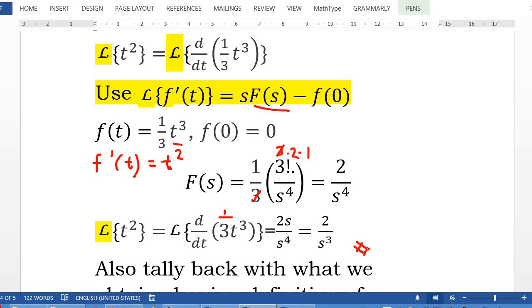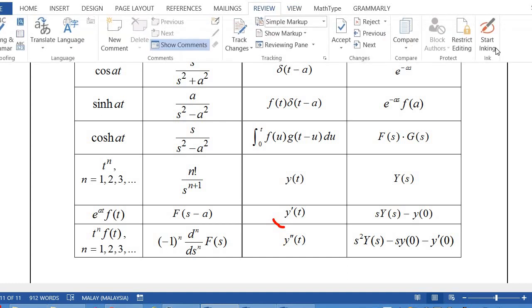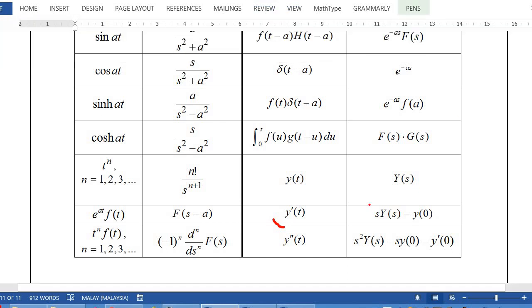It's actually faster to find the Laplace transform of t squared using the table of Laplace transforms: straight away you have 2 factorial over s to the power of 3. But here we just want to show you the application of the first derivative. Later on, we use the Laplace transform for the first derivative to solve the ODE.